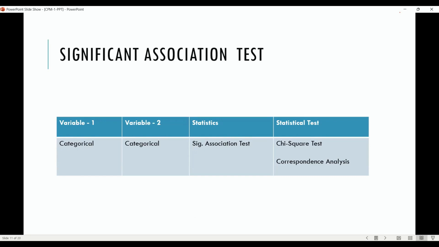When it comes to statistics, in order to do the significant association test, there are only two tests available. One is the chi-square test, and second is the correspondence analysis. So when both the data are categorical in nature, at that point of time, we will be doing the significant association test. This is done by two statistical techniques known as the chi-square test and the correspondence analysis.